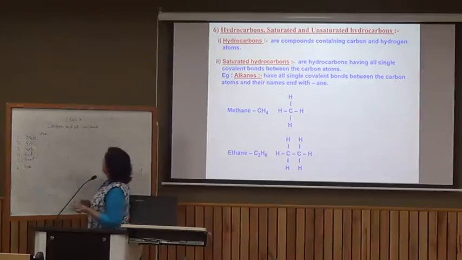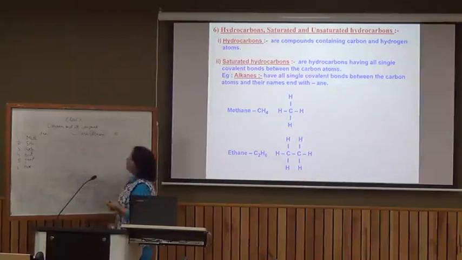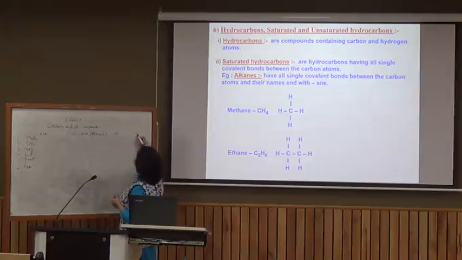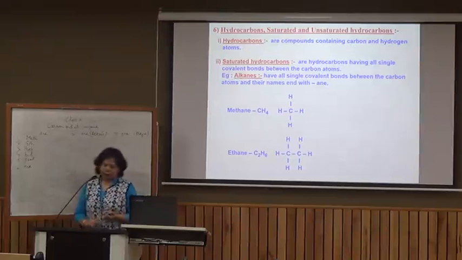Unsaturated hydrocarbons again may have a double bond or may have a triple bond between carbon and carbon atom. Now if there is a double bond, the ending used is ene, and such compounds we call alkenes. And if there is a triple bond between carbon and carbon, then we call the compounds alkynes, and the ending which we use here is yne. So this way you will understand the nomenclature of hydrocarbons also.